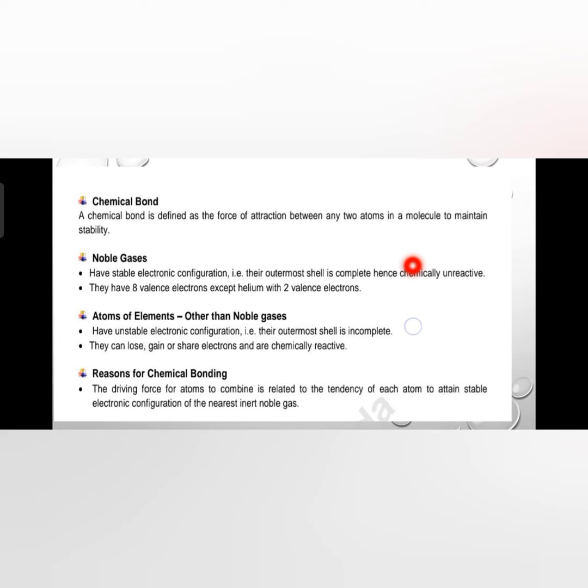The chemical combination of atoms involves redistribution of electrons so as to leave each atom with a stable electronic configuration. What is a noble gas? An element having 8 electrons in the outermost shell is called a noble gas, and atoms of elements that have an unstable electronic configuration in their outermost shell, which is incomplete, can lose, gain or share electrons, and they are chemically reactive. And the reason for chemical bonding: the driving force for atoms to combine is related to the tendency of each atom to attain the stable electronic configuration of the nearest inert noble gas.